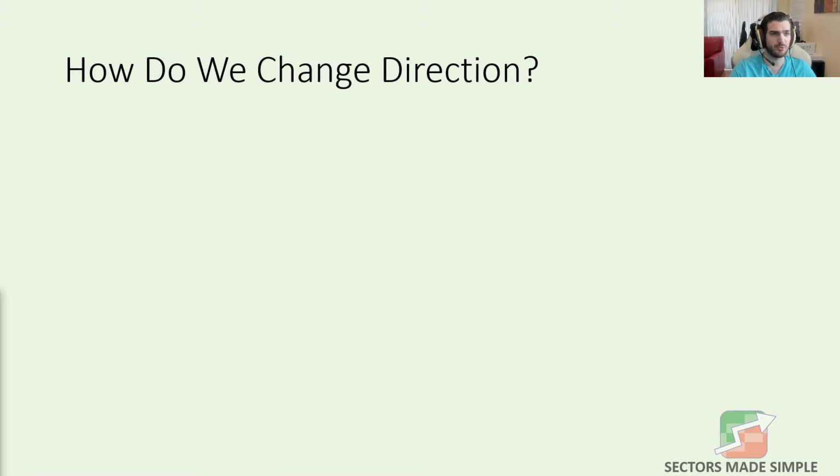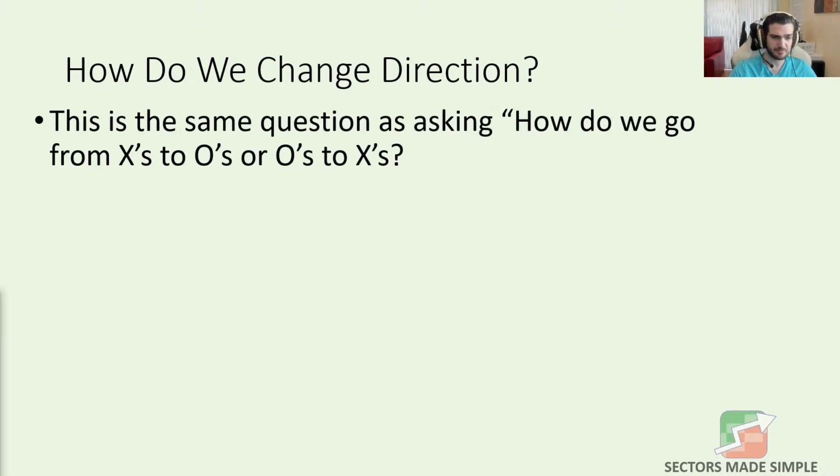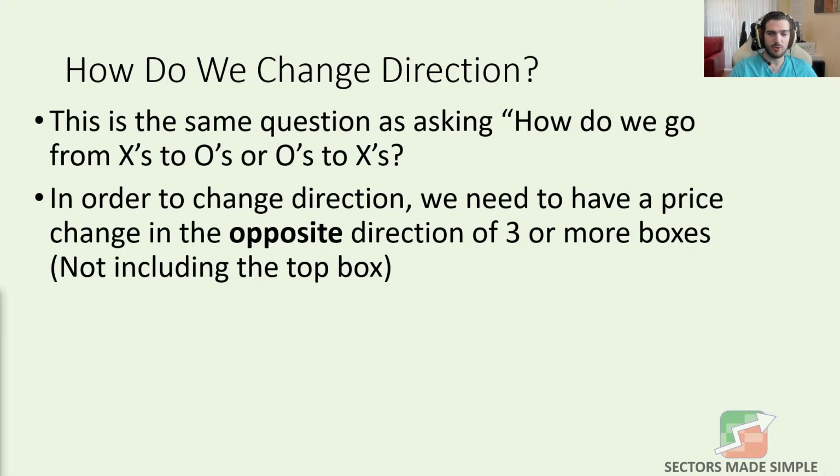But how do we change direction? How do we go from X's to O's or O's to X's? In order to do that, we need what's called a reversal of 3 boxes or more.